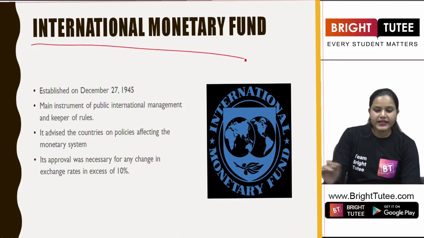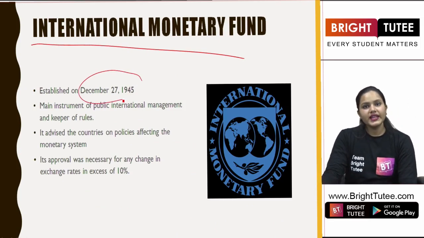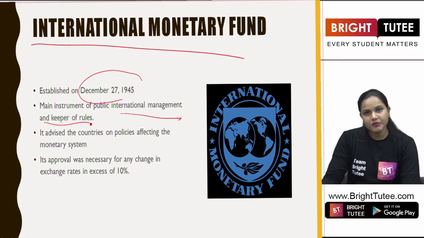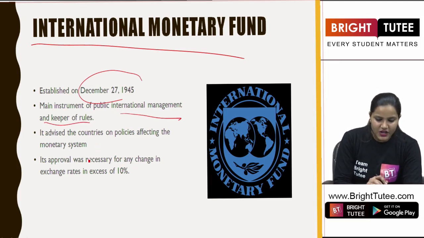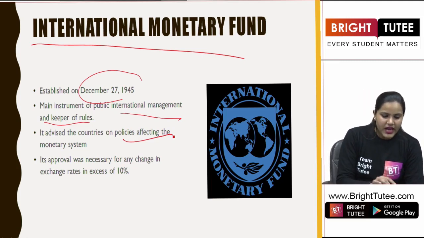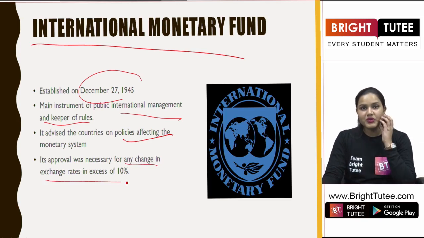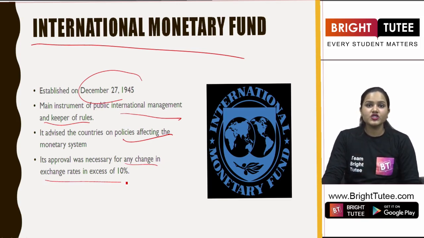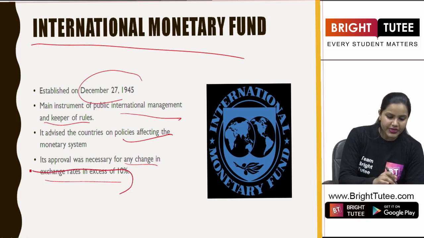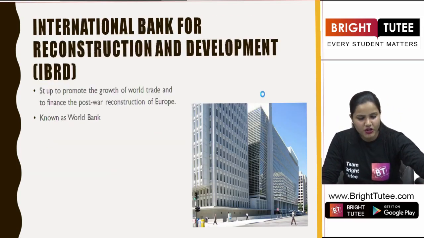Now talking about the International Monetary Fund, students, it was established on December 27, 1945, as the main instrument of public international management and keeper of rules. It advised the countries on policies affecting the monetary system, like we have discussed right now. Its approval was necessary for any change in exchange rates in excess of 10%. So whenever the exchange rate change was beyond 10%, the approval of IMF was necessary. This is the logo of the International Monetary Fund.